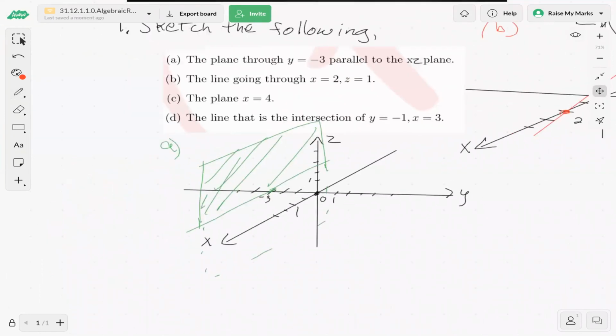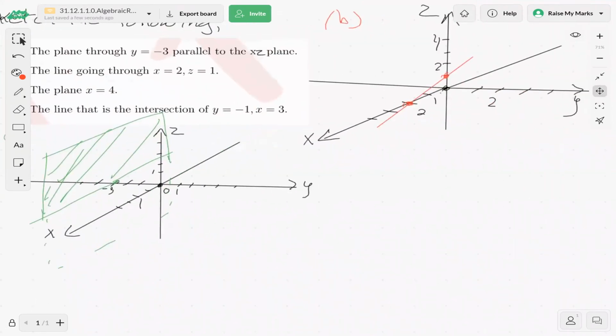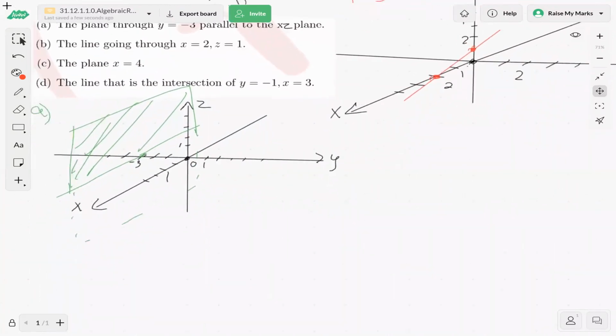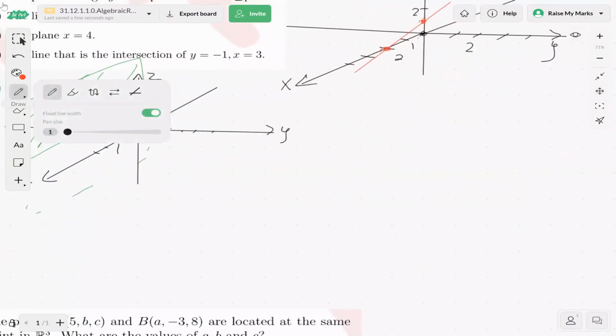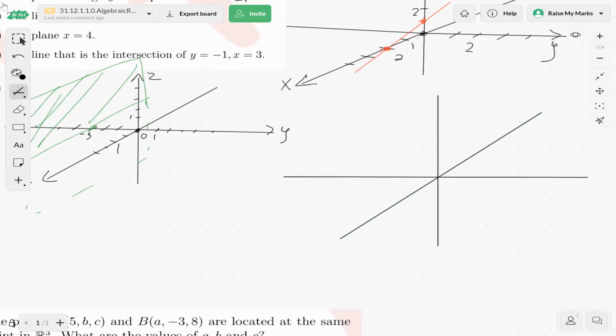All right, so now let's look at part C. The plane x equals 4. Okay, so where should we do that? Let's do that right here, just below. Again, we're going to draw our axes. We always want to start with that. Oh, wrong color. Although there's no rule that the axes have to be black. Good. Now let's label our axes so we know what we're doing.